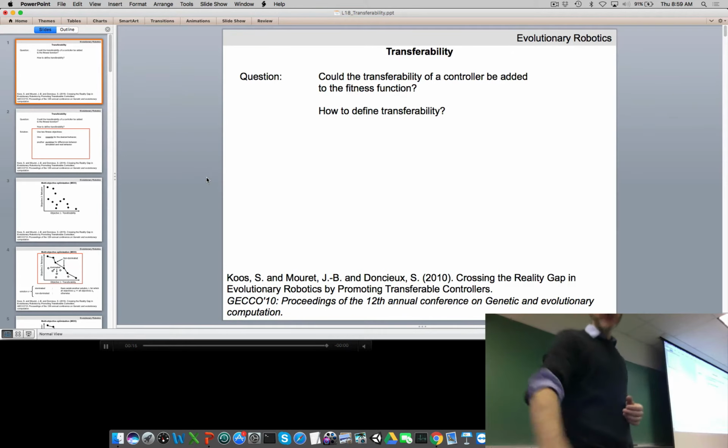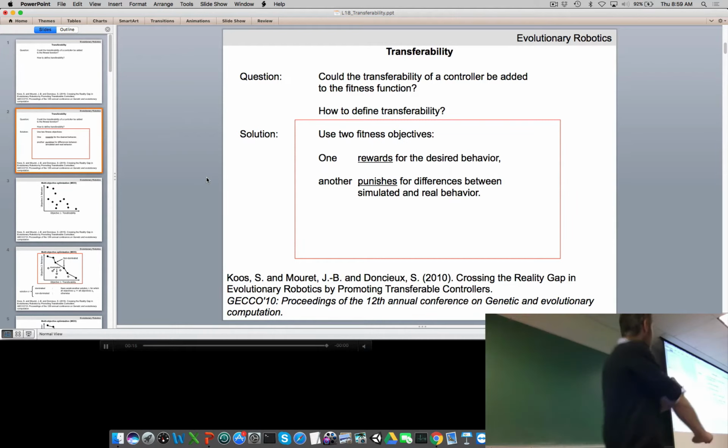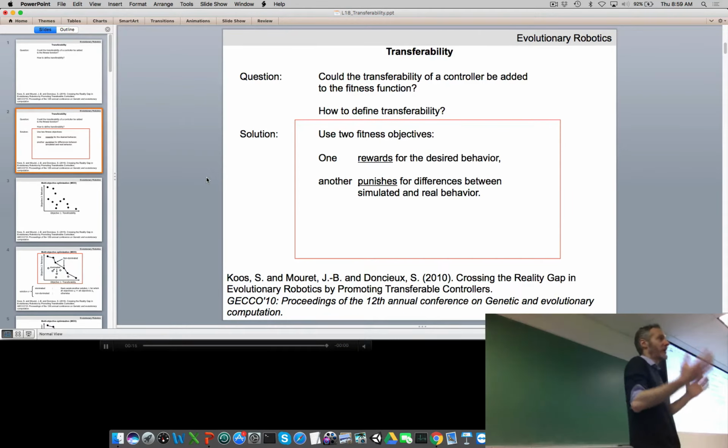Which of course then raises this question about how to actually define it. There's one way we could do it. So before we actually go ahead and define that, we now have two different fitness objectives. One which rewards for the behavior, which as always is going to be movement. How far do you travel from your starting point? How fast can you move? That's just going to be shortened to behavior throughout.